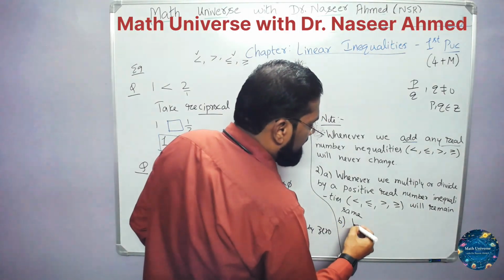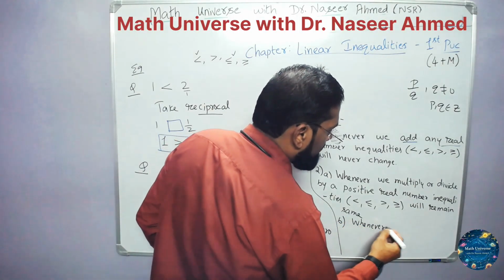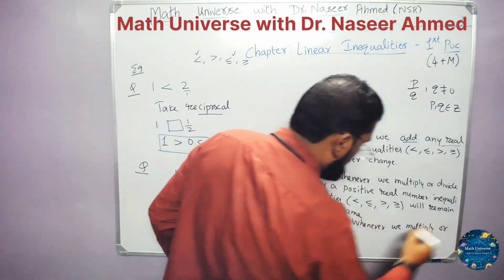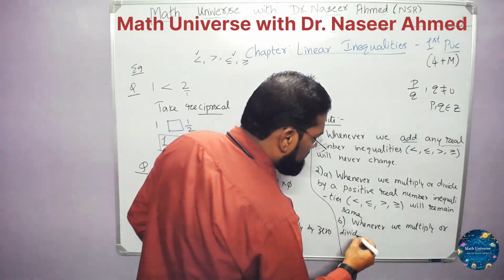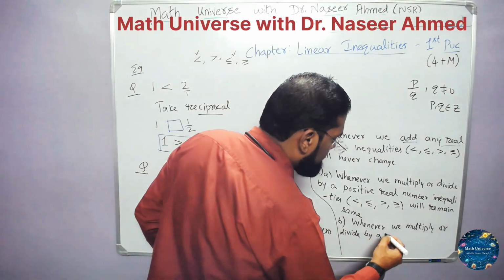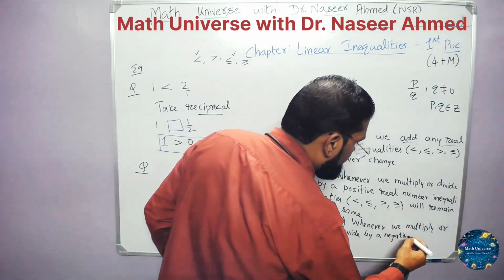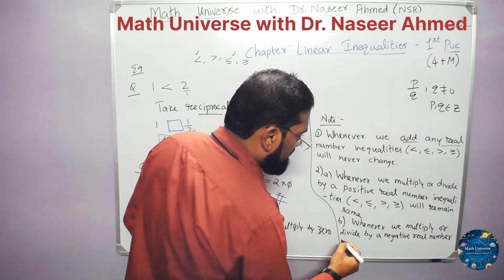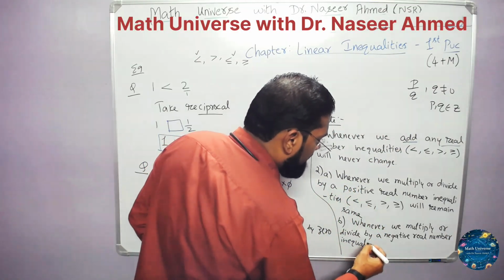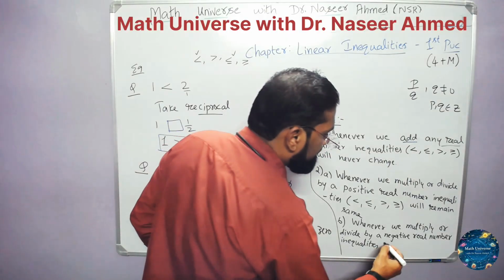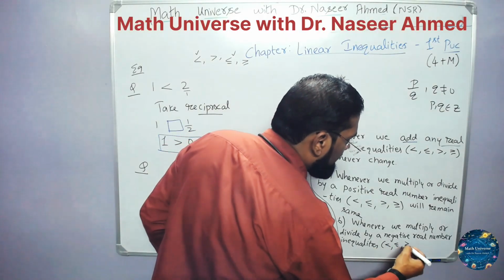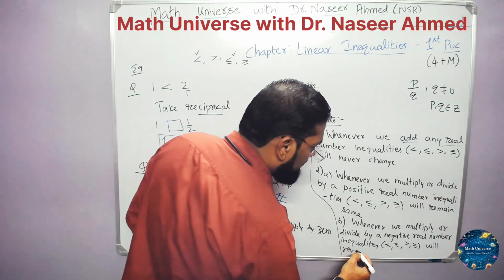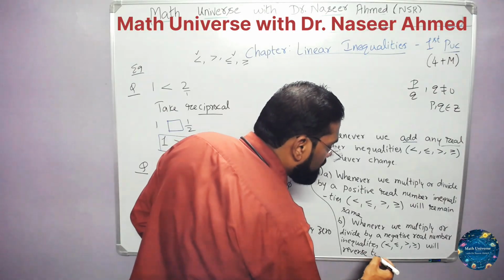B part. Whenever we multiply or divide by a negative real number, inequalities, which one? Less than, less or equal to, greater than, greater or equal to, will reverse. To be specific, reverse to.